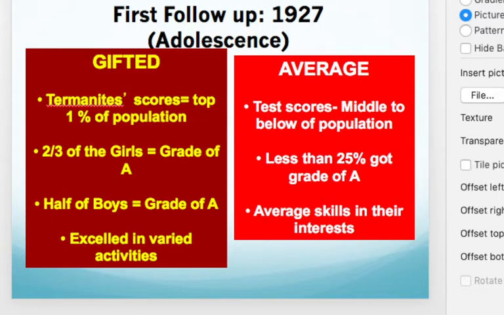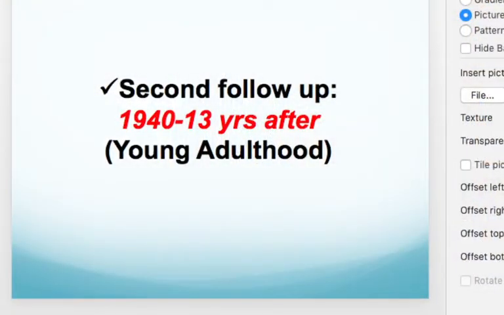On the other hand, yung mga average kids, yung test scores nila ay nasa gitna lamang ng population. Less than 25% of them got a grade of A, and most of them only have average skills in their interest. Ibig sabihin, they are not excelling in the activities that they are doing as compared to the gifted kids. So, ganun yung picture nila nung unang follow-up. The second follow-up was done during 1940. That was 13 years after the first follow-up when these kids were in adolescence. So, ang mga tao dito ngayon ay nasa young adulthood years na.